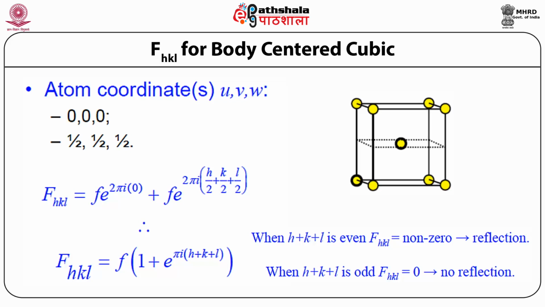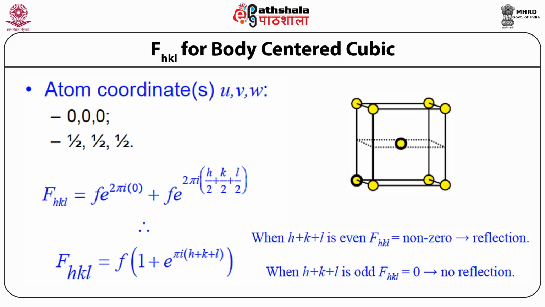Now we fix the origin at one of the corner atoms and call it 0 0 0. The coordinate of one atom is 0 0 0, and the coordinate of the next atom is half half half. You can verify this from the geometry: on the x, y and z axes, it exists at half the distance of the unit cell, or lattice constant, because it is in the middle along all axes. So basically these are 2 atoms per unit cell.